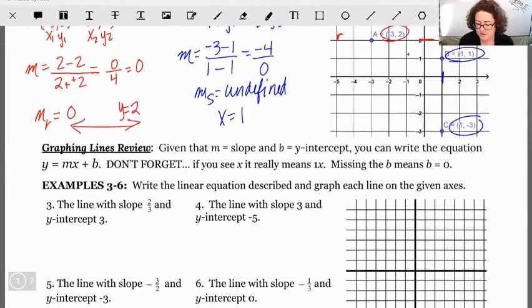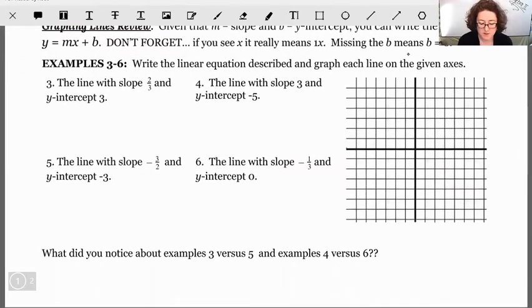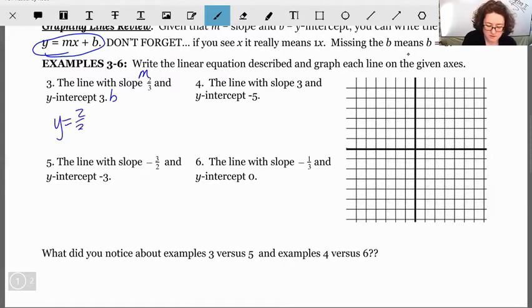Alrighty, so we can also use this for graphing lines as well. So don't forget you've got this y equals mx plus b format that you did most of your graphing in, and you're going to see that popping up again today. So let's write equations and graph them out. Example 3, we have a line with slope of 2/3 and a y-intercept of 3. So our slope 2/3 goes in the m spot, and our y-intercept goes in the b. So our equation is y equals 2/3 x plus 3.